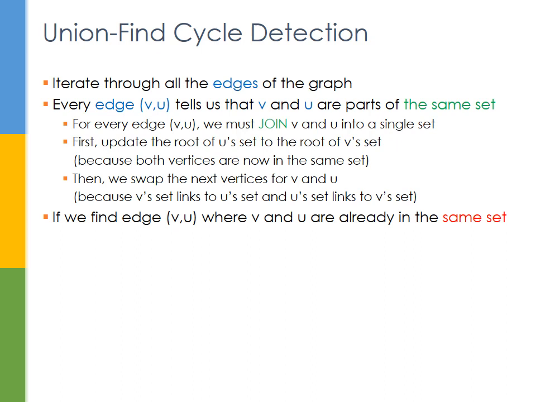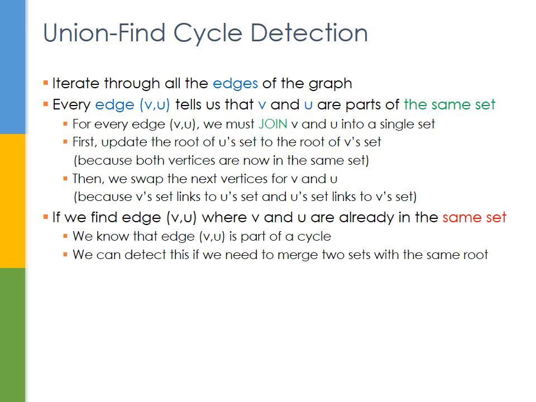So if we then find an edge that connects vertex V and U, where V and U are already in the same set, then we know that we have detected a cycle, and that cycle contains edge VU. Now we can detect this if we reach a point where we need to merge two sets, but those two sets have the same root.